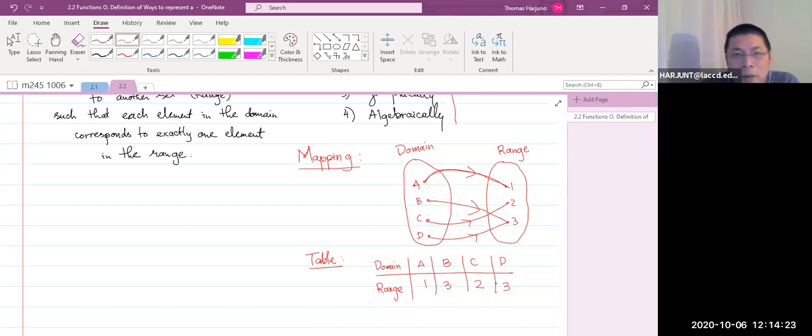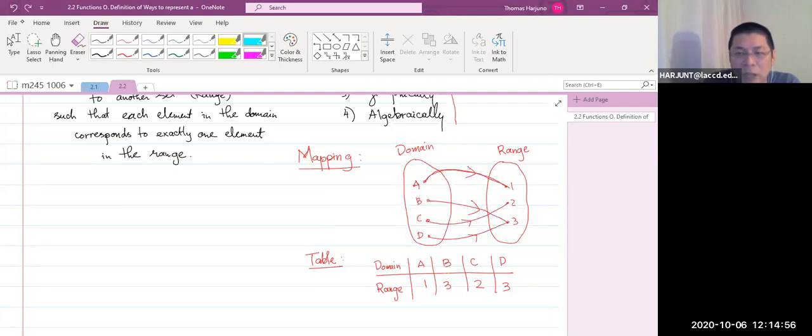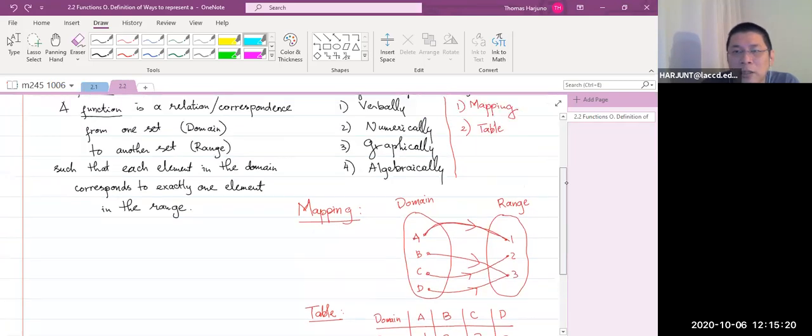But Thomas, I don't think this is a function, because you see the 3 actually comes from B and D. No, no. The definition of a function says an element in the domain cannot branch. It has to go to only one element in the range. The definition does not say that the range can only come from one element in the domain. So an element in the range may correspond to as many elements in the domain as possible. The one that cannot branch is the domain. Now the third method is the coordinate method.